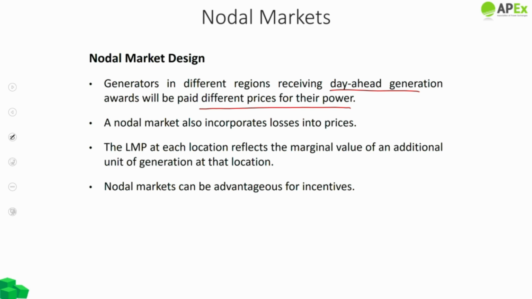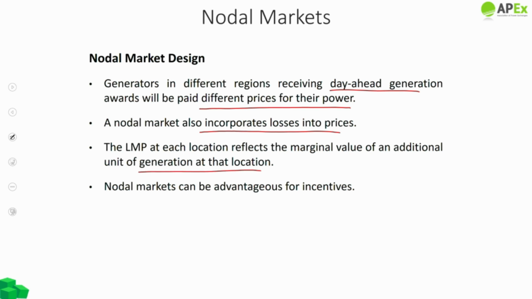Another distinctive feature of nodal markets is their inclusion of losses into prices. Unlike more simplified pricing models, nodal markets take into account the losses incurred during the transmission of electricity. So, the locational marginal price at each node reflects the marginal value of an additional unit of generation specifically at that location.